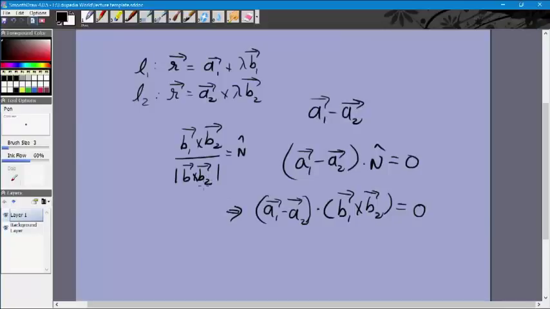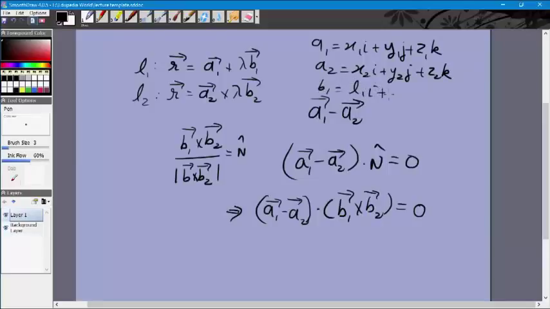Right. Now from this, let's look at the Cartesian form. Let's say A1 is equal to x1 i cap plus y1 j cap plus z1 k cap, and A2 is equal to x2 i cap plus y2 j cap plus z2 k cap. And let's say B1 is given to us to be L1 i cap plus M1 j cap plus N1 k cap, and obviously B2 is L2 i plus M2 j plus N2 k.